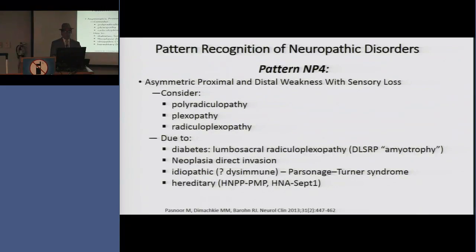NP4 is asymmetric proximal and distal weakness with sensory loss. So the whole limb is weak with sensory involvement. With this pattern, the lesion is either going to be multiple roots or polyradiculopathy, or the plexus, or a combination, radiculoplexopathy. The most common causes in this pattern are going to be diabetes or diabetic lumbosacral radiculoplexopathy, or cancer invasion into the meninges or the plexus. And it can also be idiopathic, such as in the Parsonage-Turner syndrome.